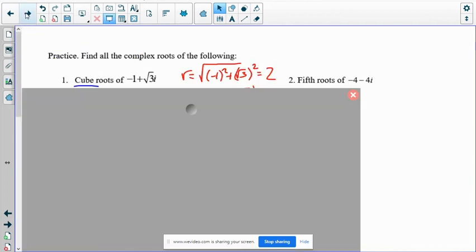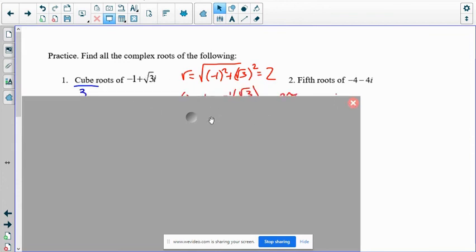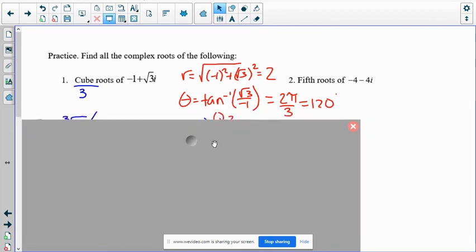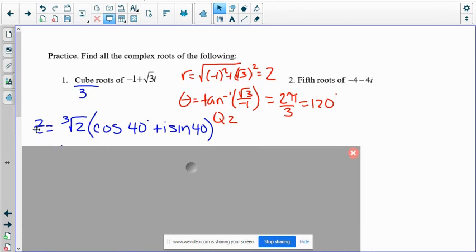Okay, so I'm going to walk you through one, and then the rest of the answers can be found on the worksheet. Again, start with finding r, finding theta. Okay, so I found r and I found theta. This time, instead of using radians, I really want to use degrees. Okay, so to find the first, I'm going to take the cube root of 2, and I'm doing cube roots because I'm doing cube roots, not fifth roots. Cube root of r, and I'm going to take 120 divided by 3. So my first answer is at 40.